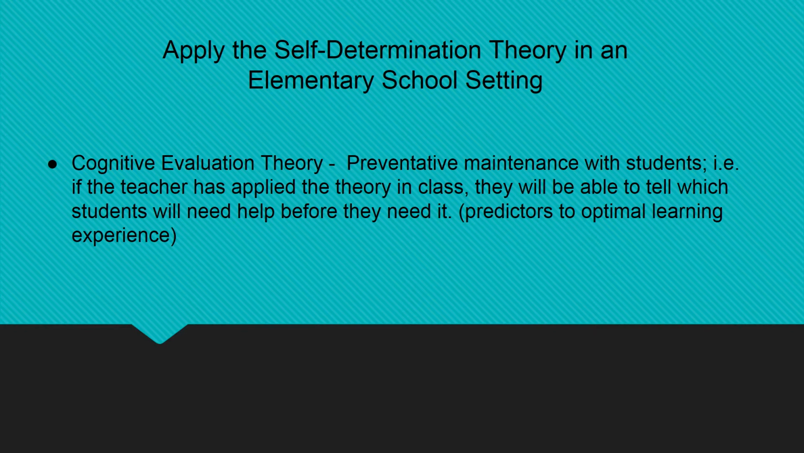When looking at ways to apply the self-determination theory in an elementary school setting, it is necessary to meet students at their level. In the cognitive evaluation mini theory, using preventative maintenance with students allows teachers to be ahead of the game. If a teacher applies the cognitive evaluation mini theory, teachers will be able to see which students need help well before it's too late. Also, using the cognitive evaluation theory will allow teachers to be able to quickly point out which students are more motivated.